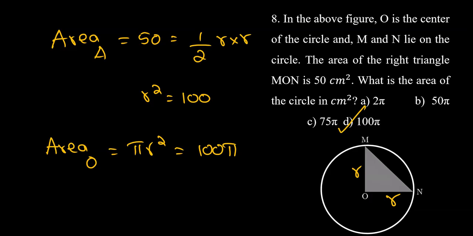Base is radius because the straight line drawn from the center to any point on the circle is nothing but the radius. So O to M, O to N is radius only. So the triangle base is radius, height is radius. Half into base into height. They gave it in the question as 50.